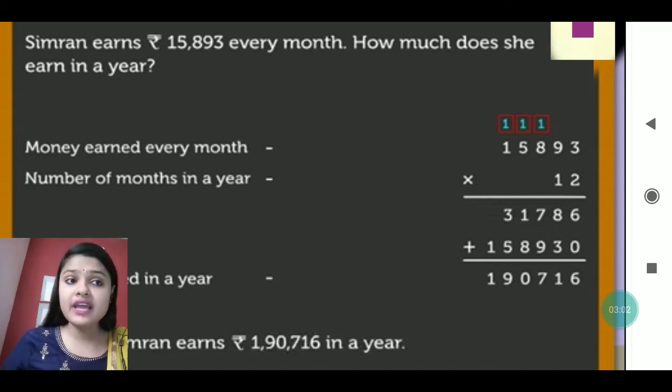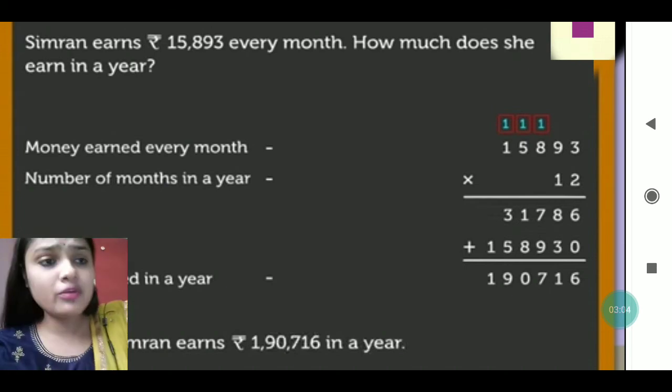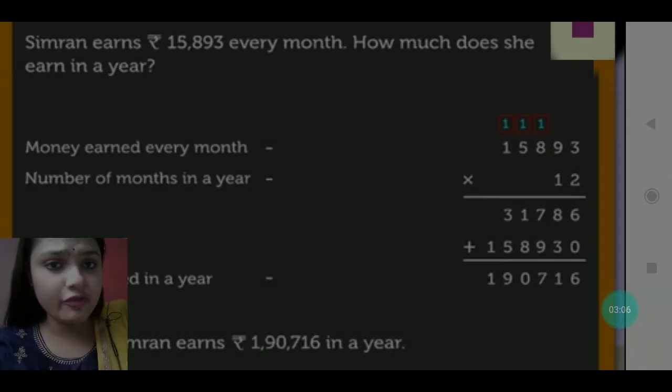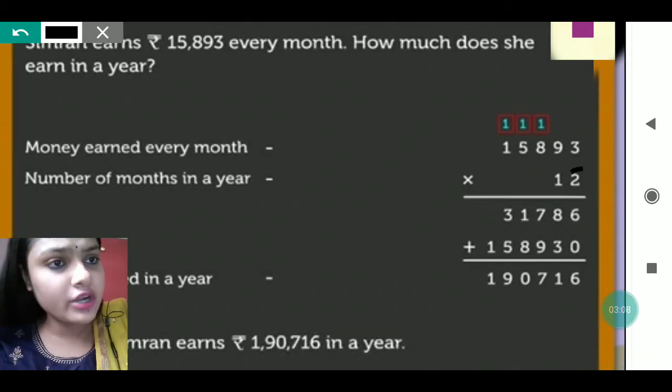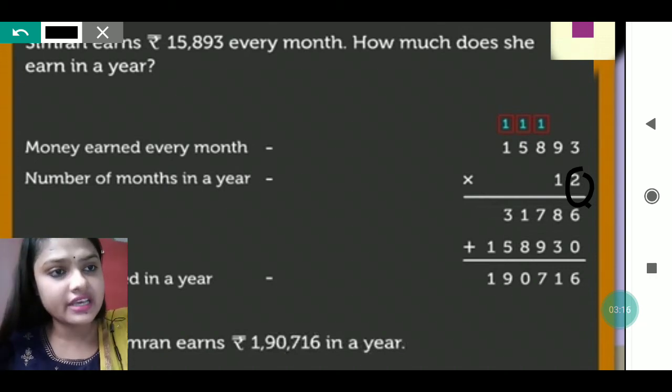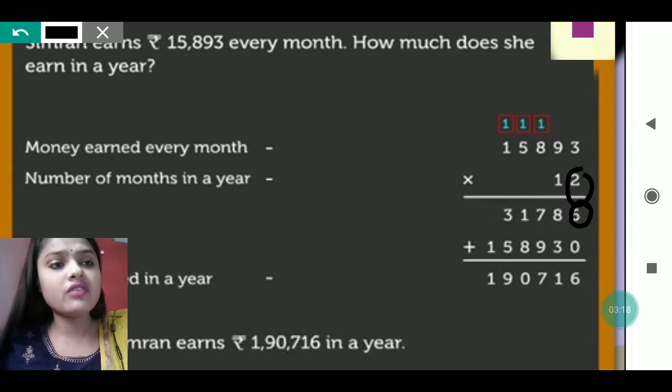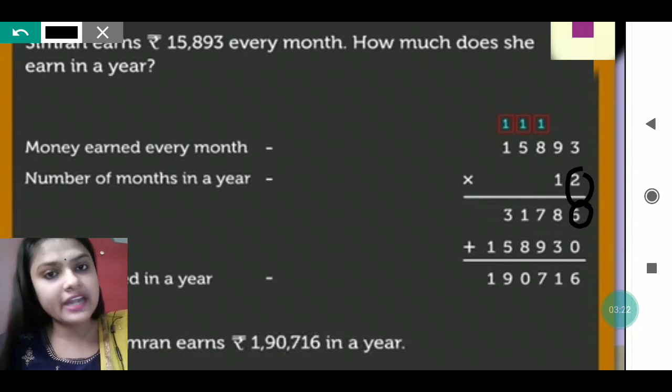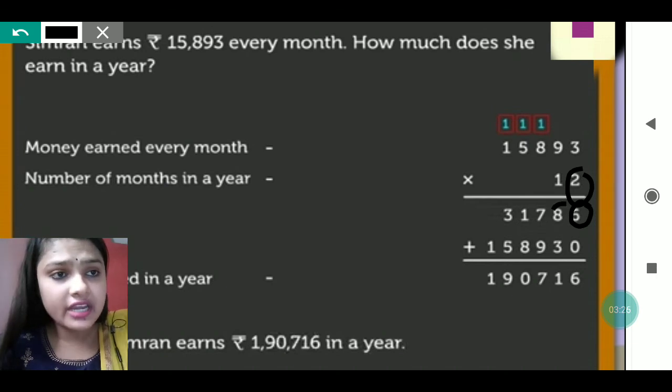So let's multiply. We have to multiply with 2 first. The 2 table we have to read 3 times, or the 3 table 2 times. Let's read the table of 3 two times. 3 ones are 3, 3 twos are 6. So we will write 6. Now we will read the table of 9 two times. 9 ones are 9, 9 twos are 18. So 18: 8 we will write down, 1 we will write up.